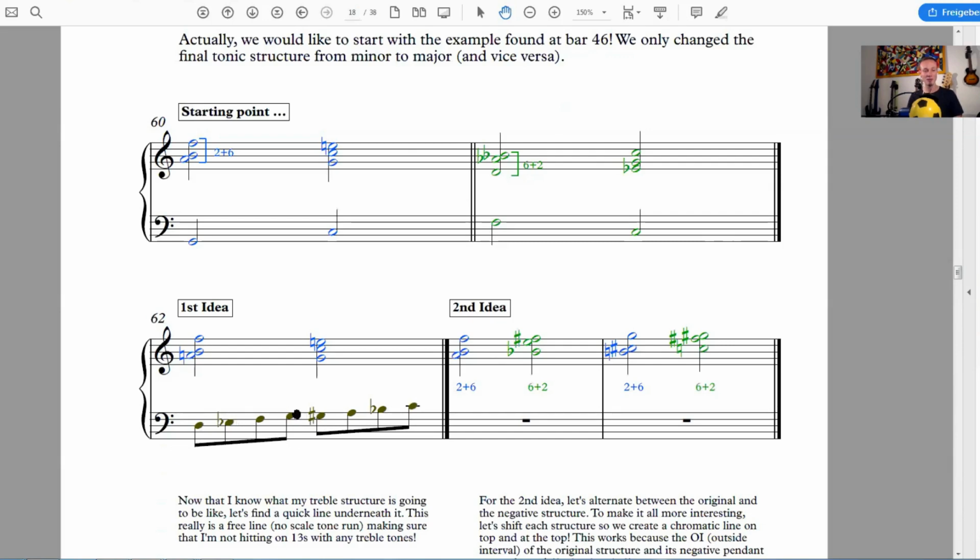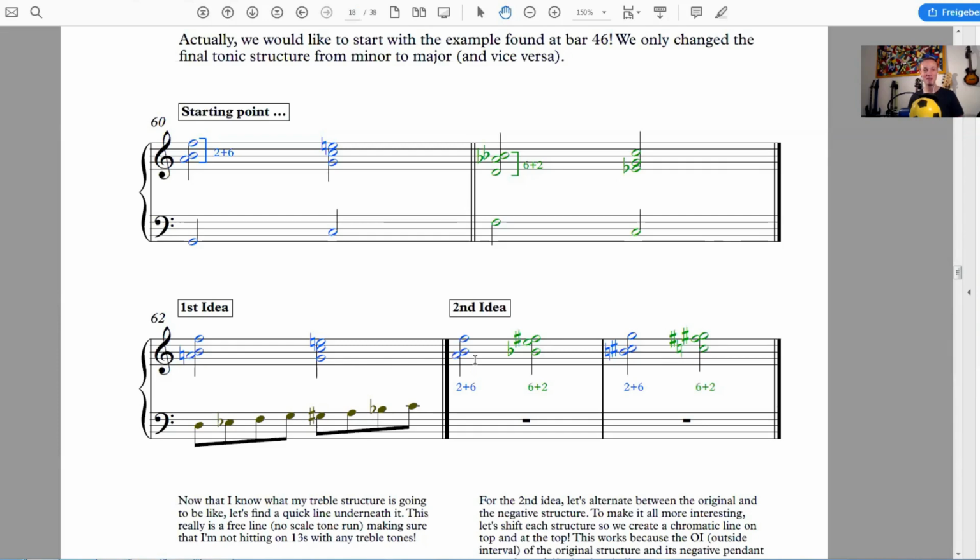And then I just wrote a little line into the G and a little line into the C with no relation to any scales, really. So this is just a little run that is based on the concept that I don't want to hit a 13 with any of my treble notes right here. And that was my first idea, because this sounds more interesting. And then my second idea was, okay, let me start.